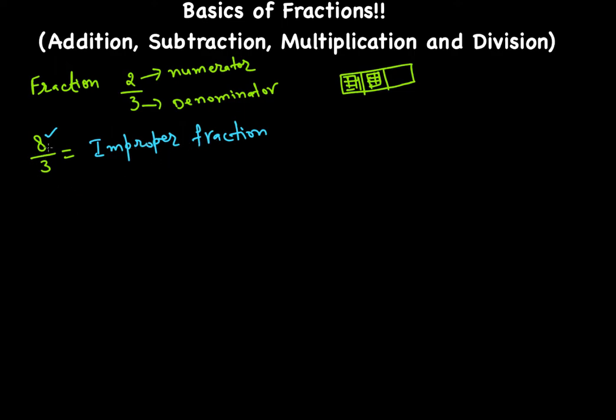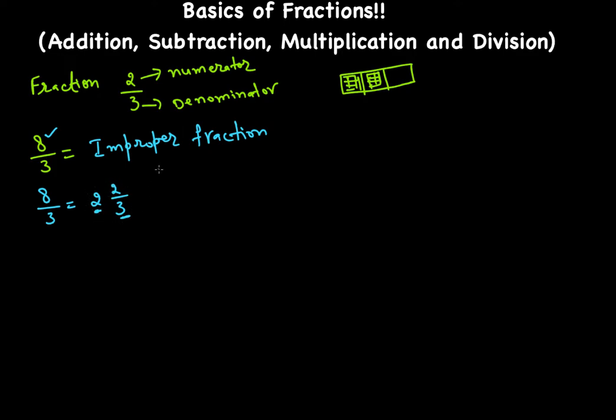If I divide this 8 by 3, this will give me 2 whole and 2/3. This kind of number we call a mixed number. In a mixed number we have two parts: one of them is a whole, the other one is a fraction. So you have a whole number and a fraction part, and when you add those you get 2 and 2/3. That is your mixed number.